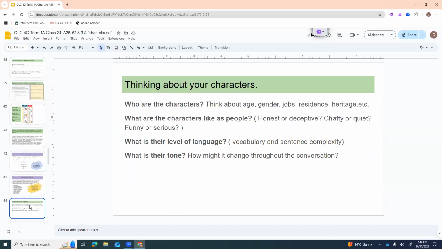What are the characters like as people? Are they honest or are they deceptive? Are they chatty or are they quiet? Are they funny or are they serious? Now, that part will definitely affect how they talk, right?